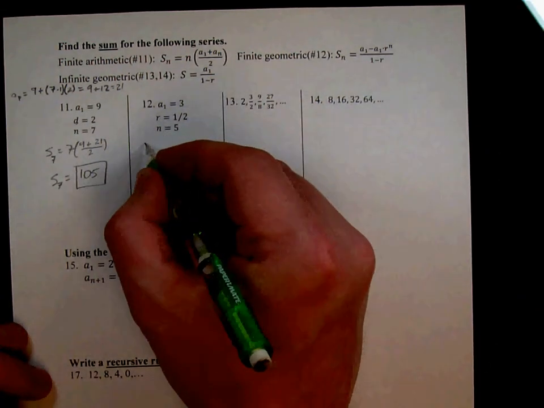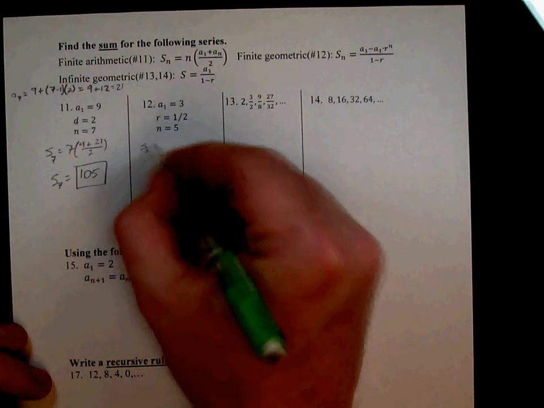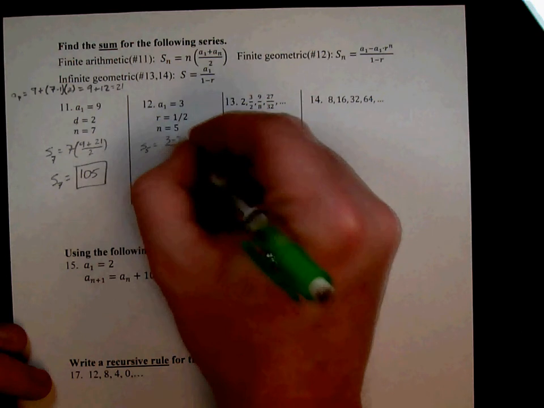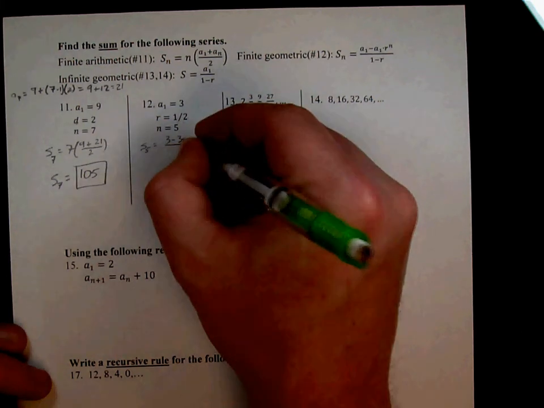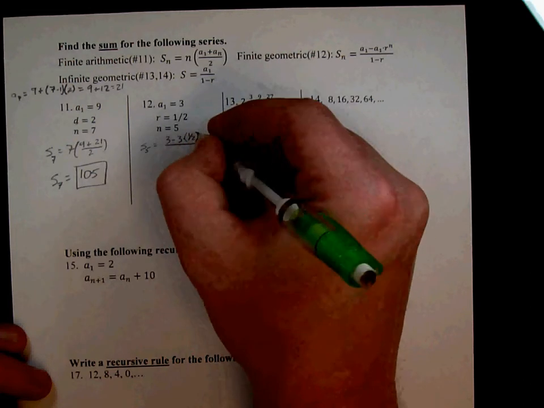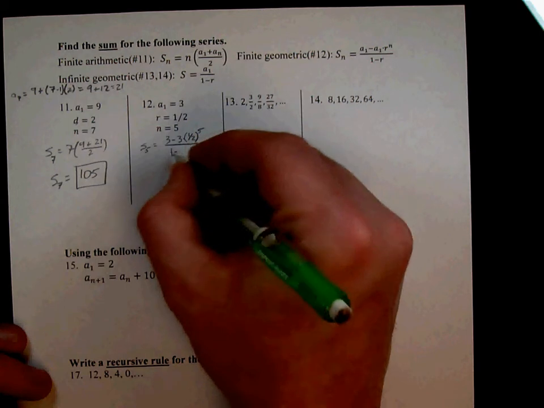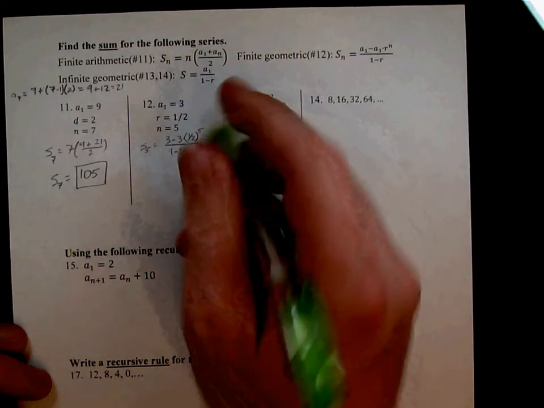So sum of these 5 terms is equal to a sub 1, which is 3, minus a sub 1 again, times r, which is 1/2, to the power of n, which is 5, over 1 minus r. I'm going to plug this in the calculator.